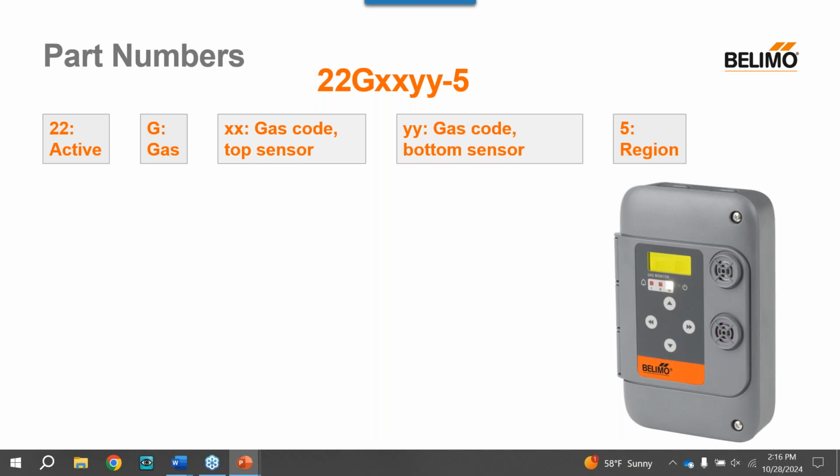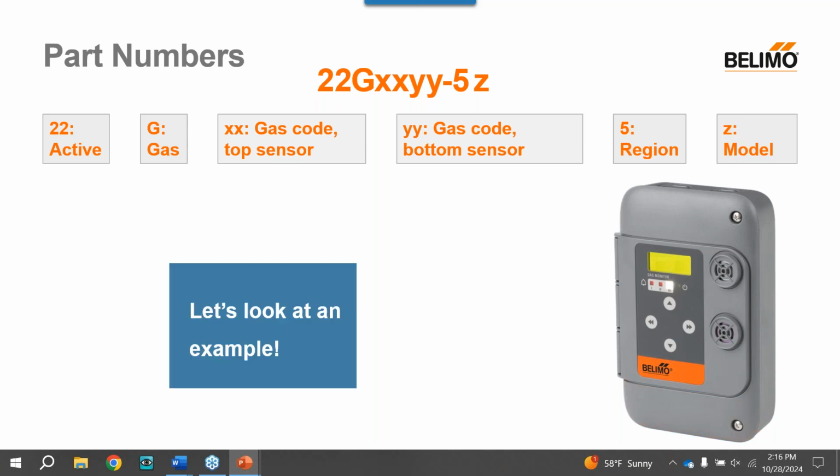5 stands for the Americas region. And Z represents the model. So as we mentioned before, an A, a B, or a C. So let's look at an example here.